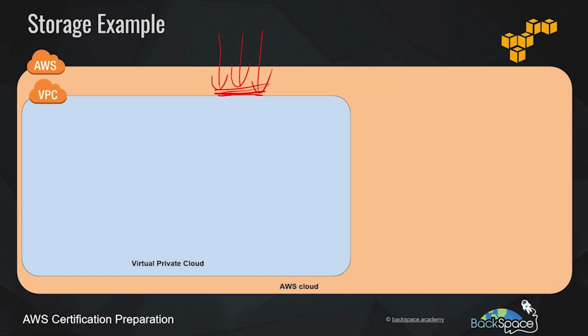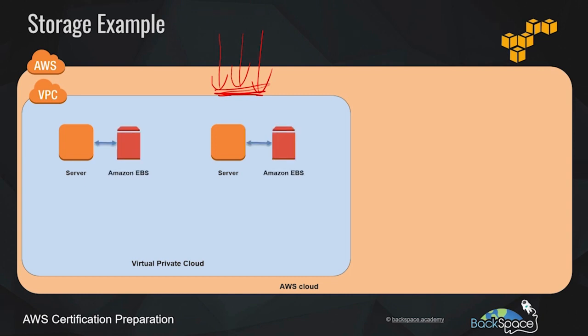So let's just say we launch 2 servers in our VPC. Now we want these servers to have access to data and somewhere to store that data. And so in a normal environment, you would just add a hard drive to that server. So in the same way, we can attach an Amazon Elastic Block Store device to our servers. So that's great. We've now got high-speed access to our data.